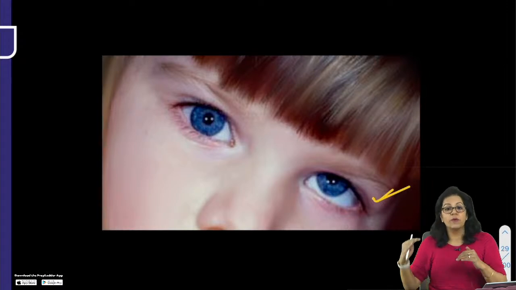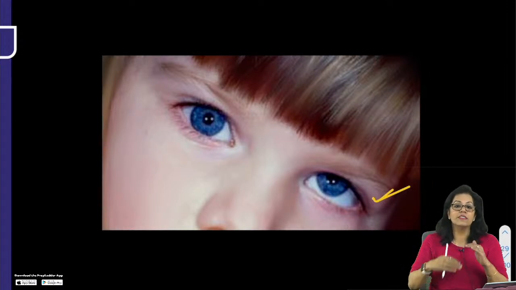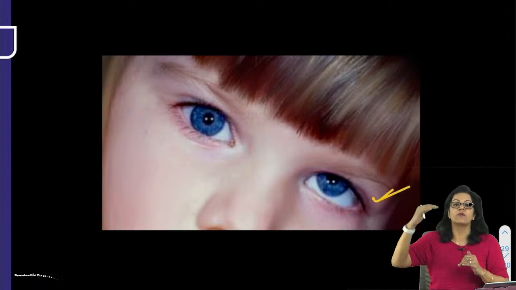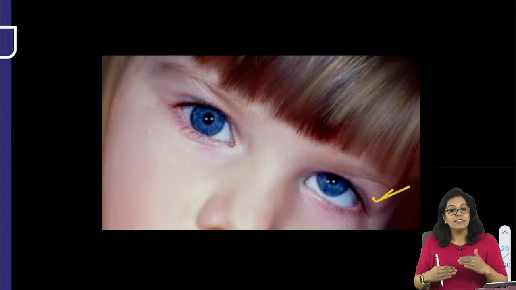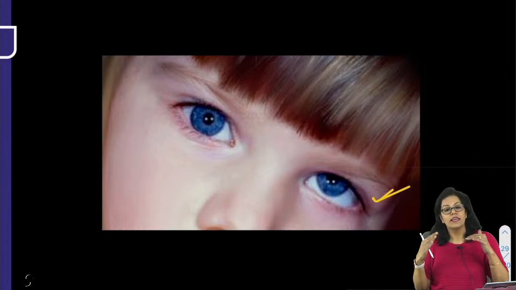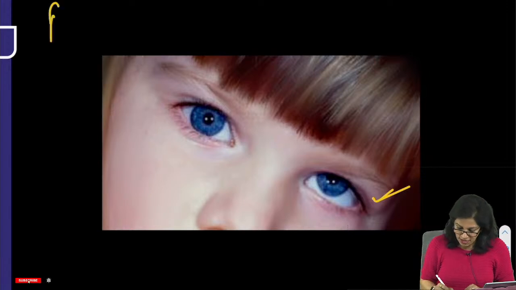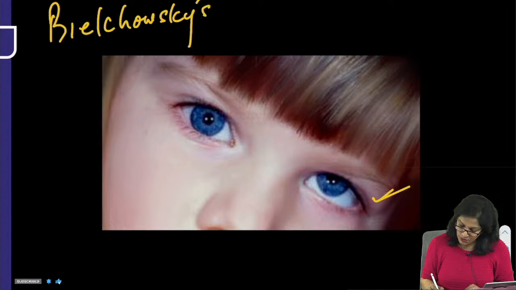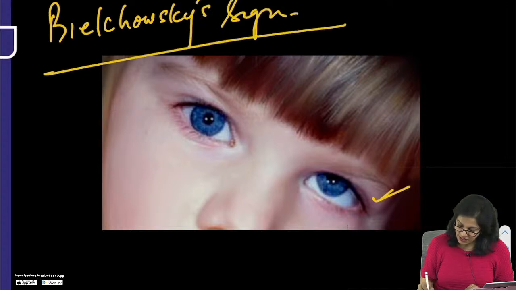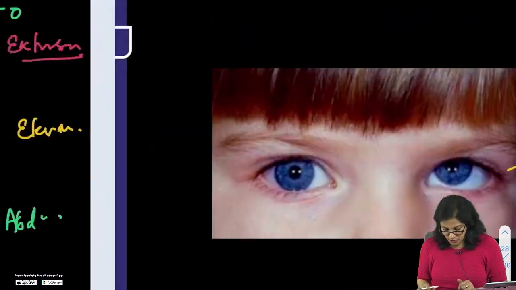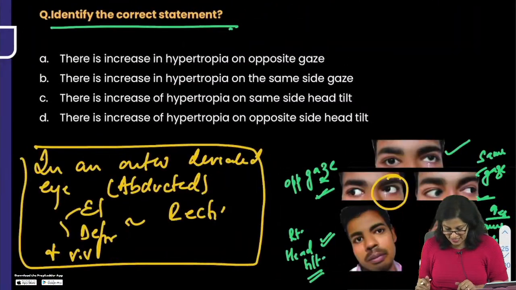When the superior rectus is overworked, what is its primary action? Elevation. So you will see that hypertropia increases. This is the reason why same side head tilt increases hypertropia. We call it Bielschowsky's sign. Will you remember? So when you solve this question, it becomes absolutely easy now.